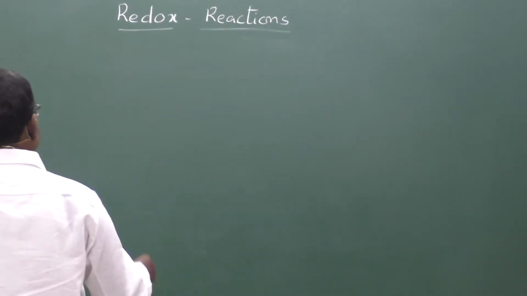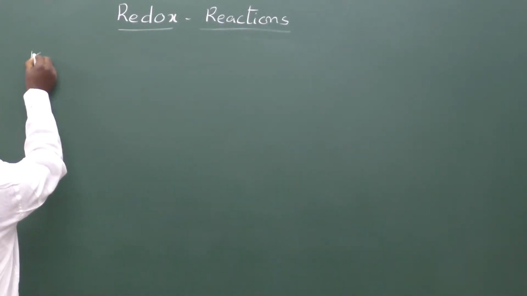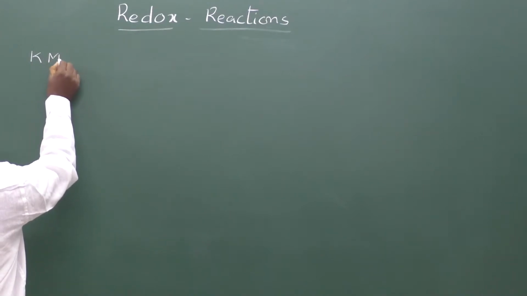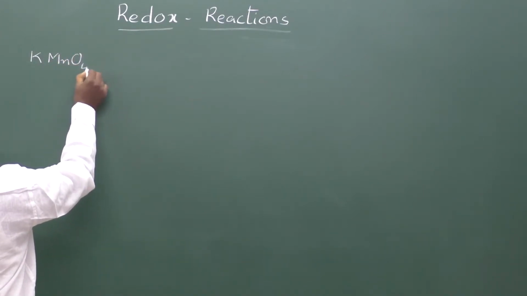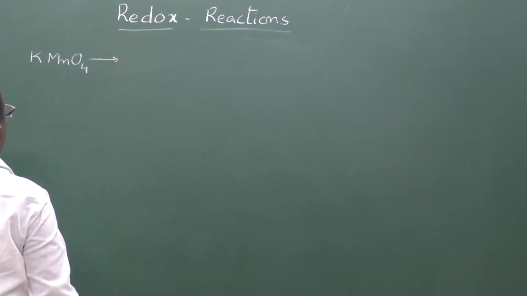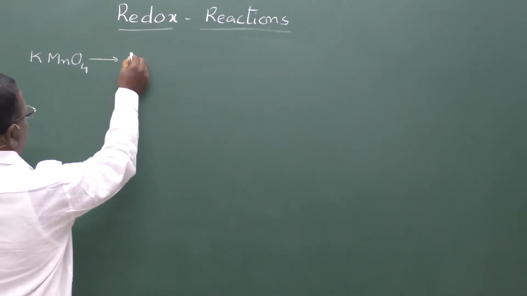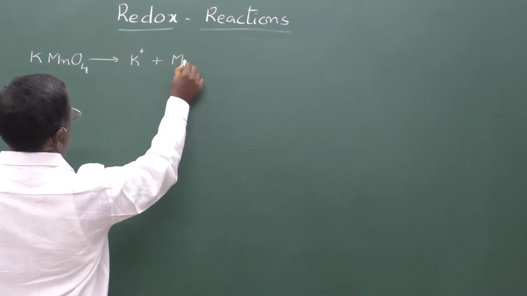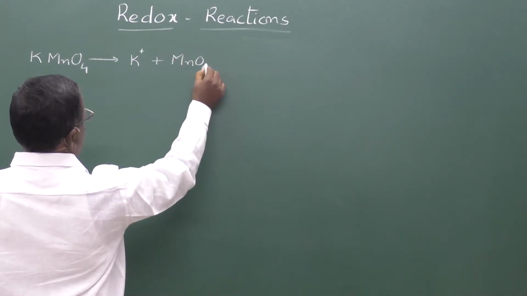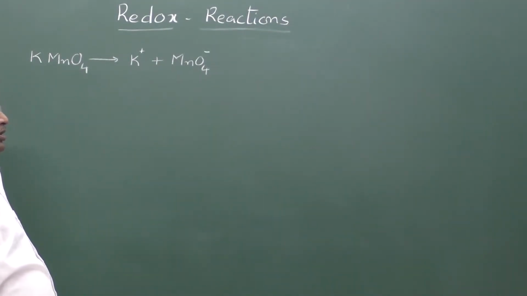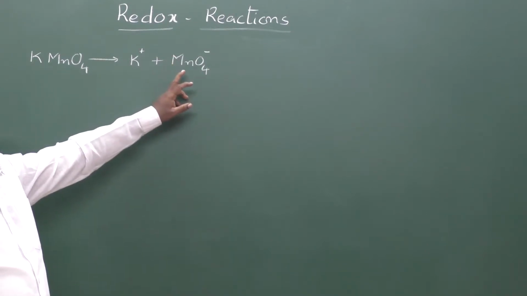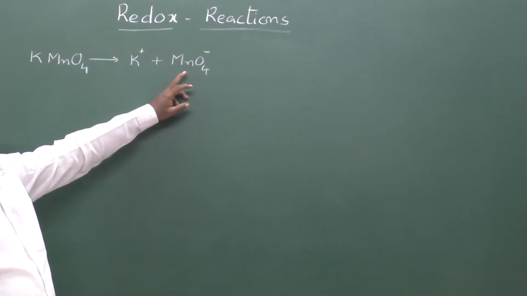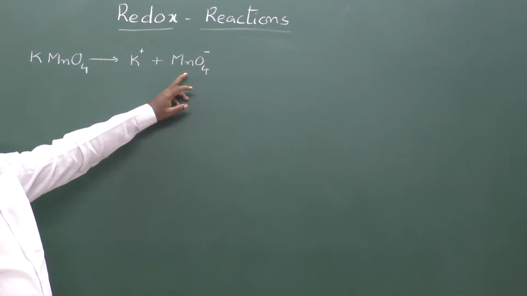Let us take potassium permanganate. In aqueous solution, it ionizes as K+ and MnO4-. Due to ionization, the oxidation state of manganese is not going to change. Let us prove it.